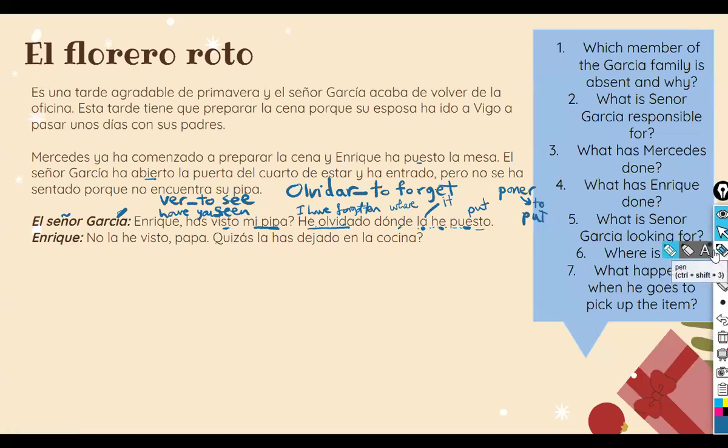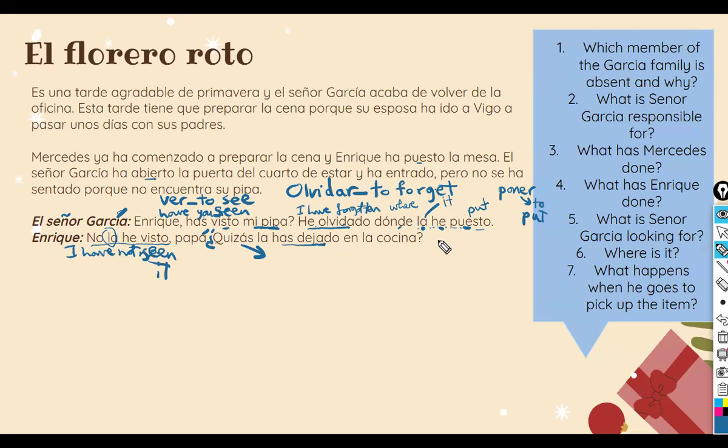And so here's Enrique. No la he visto, papá. So what does that mean? No la he visto. I have not what? I have not seen it. Very good. And he suggests quizás. So I have not seen it. Right, so there's the it in front of the conjugated verb. The conjugated verb is he visto. Right. What is quizás?